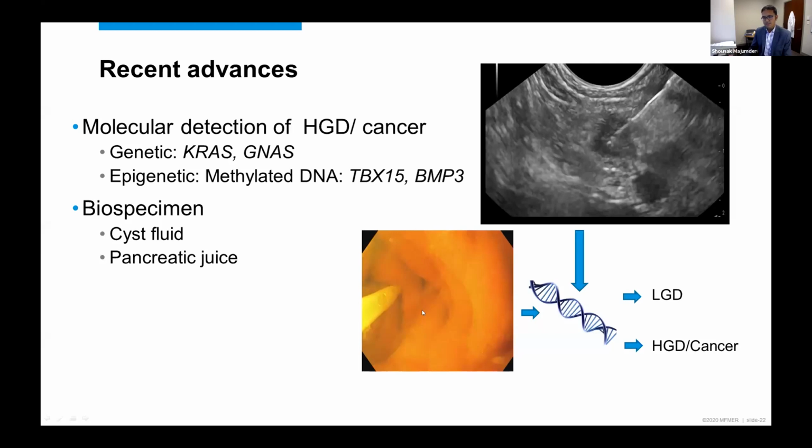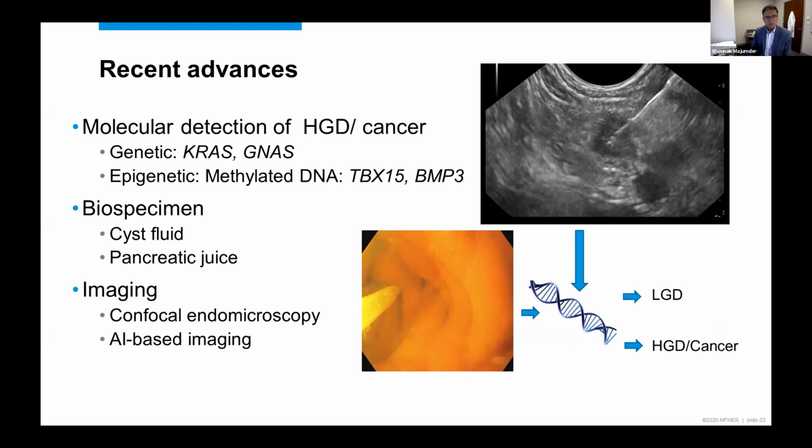Now, either cyst fluid or pancreatic juice can serve as a biospecimen for then downstream molecular analysis, and that can help us determine if the highest grade of dysplasia is low grade or high grade, and the presence of high grade dysplasia and cancer would then help us select patients that would benefit from surgical resection.